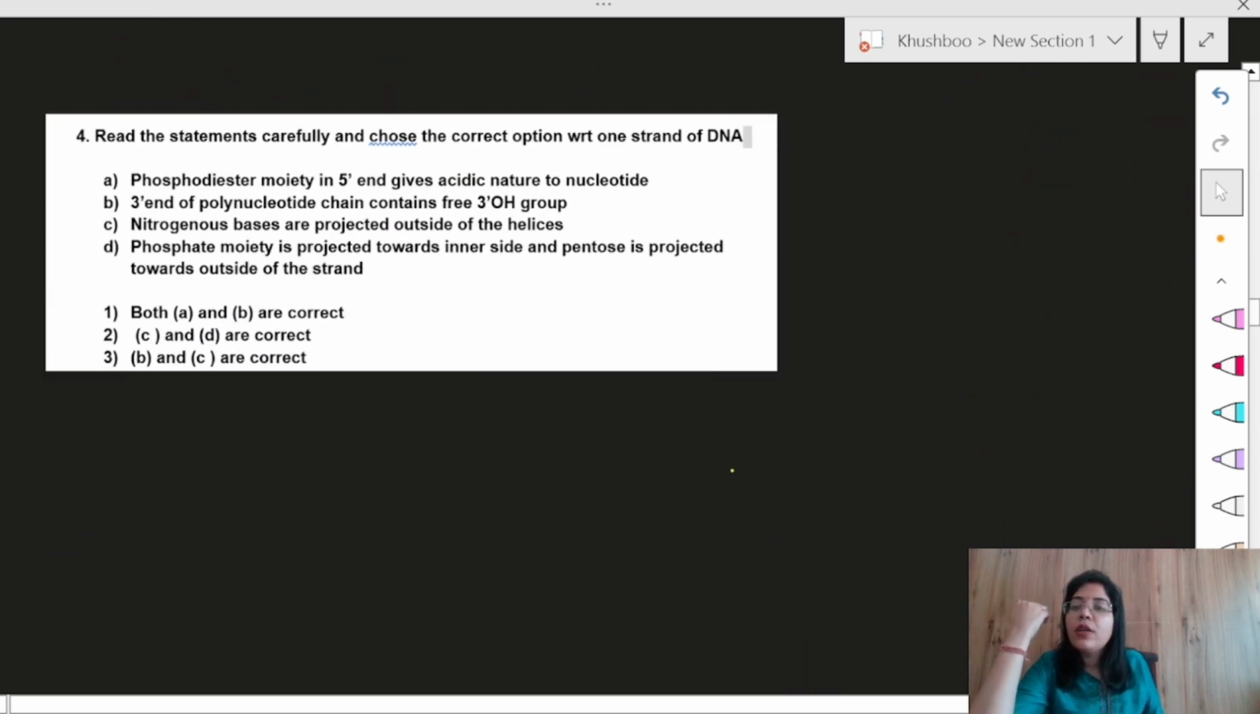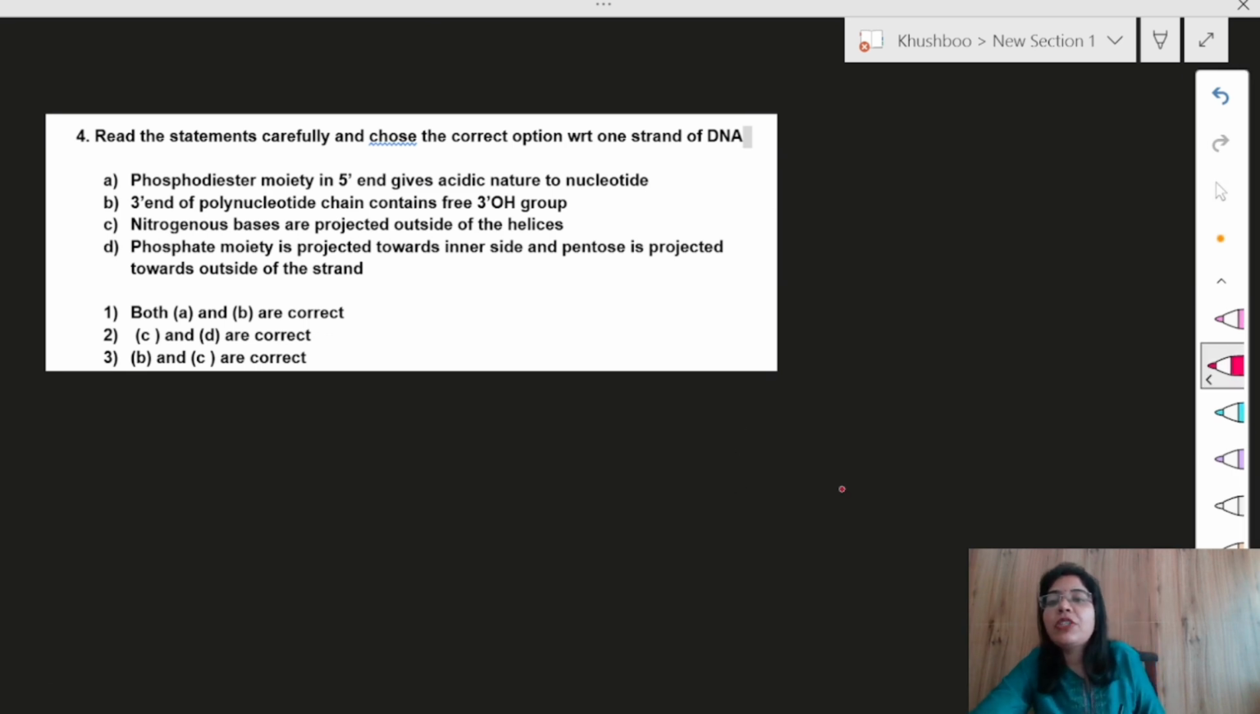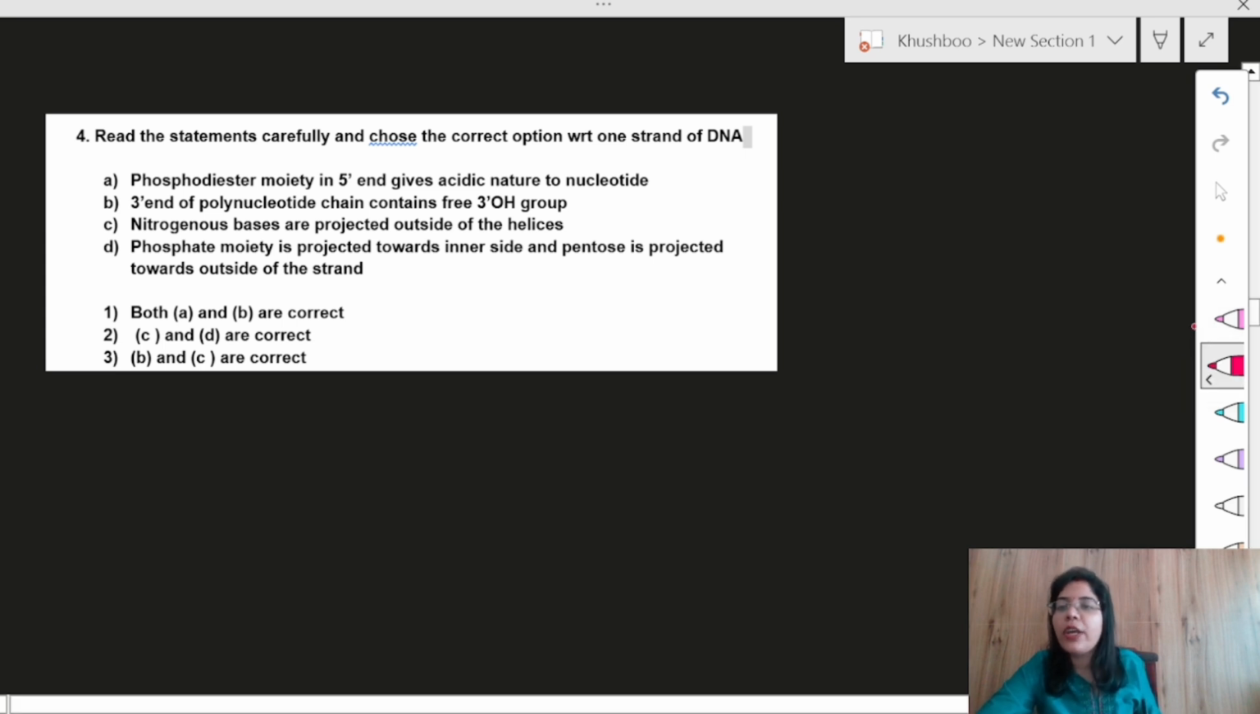Now, question number 4. In question number 4, you can see they have mentioned: correct the statement carefully and choose the correct option with respect to one strand of DNA. You have a double-stranded DNA mostly, but here they are asking for one strand. What is the correct one? Phosphodiester moiety in 5' end gives acidic nature to nucleotide or not?